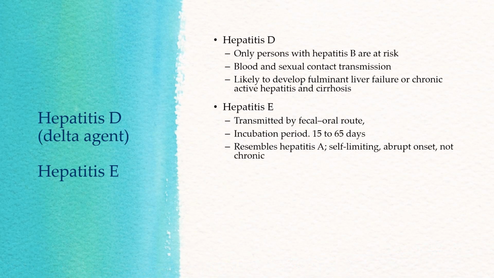Hepatitis D, like I said earlier, only those with hepatitis B can develop hepatitis D. These are the ones that are more likely to develop those complications like the fulminant liver or chronic active hepatitis and cirrhosis. Again, transmitted fecal oral route, incubation period 15 to 65 days, resembles hepatitis A, and so we kind of treat it the same way. It is self-limiting, kind of an abrupt onset, and it's not chronic.